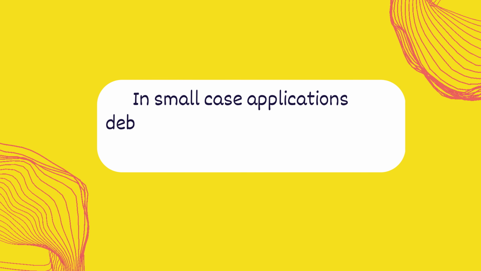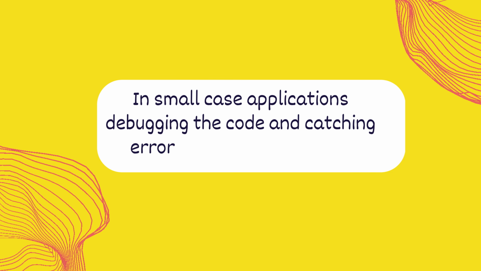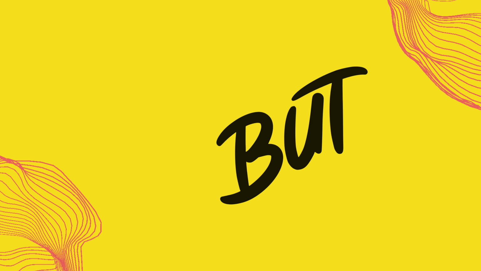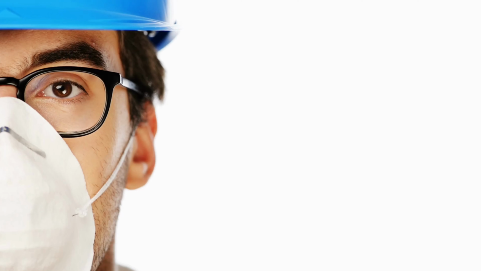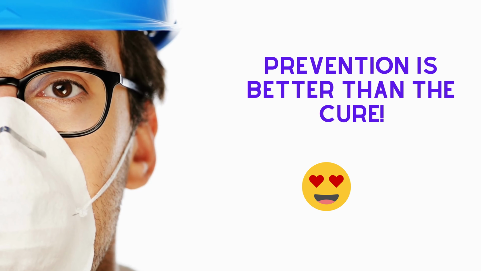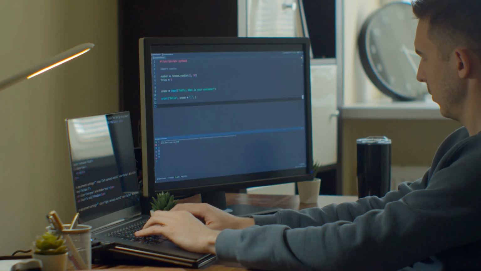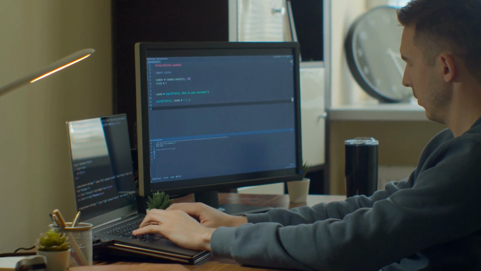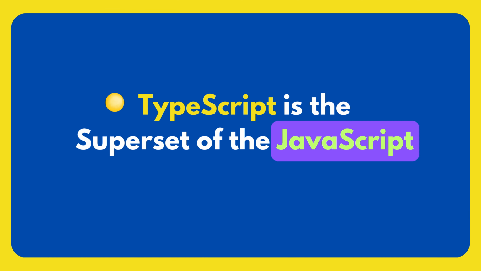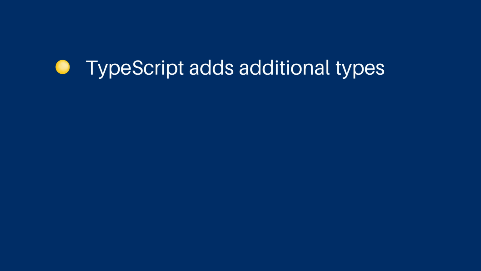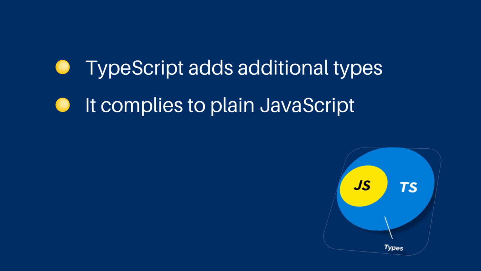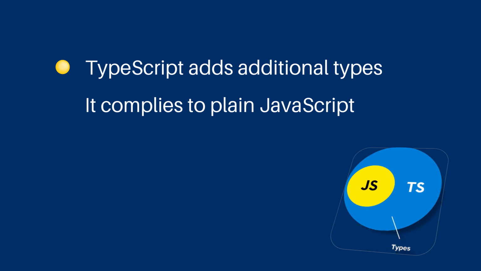If your code base is small, it is okay to debug the code and catch where the error is occurring. But for larger applications, it is very difficult. We can always say, prevention is better than cure. So, to overcome this problem, which is the dynamic behavior of JavaScript, the solution is TypeScript. TypeScript is a superset of JavaScript. TypeScript adds additional types to your JavaScript code. At the end, it will always compile to plain JavaScript.